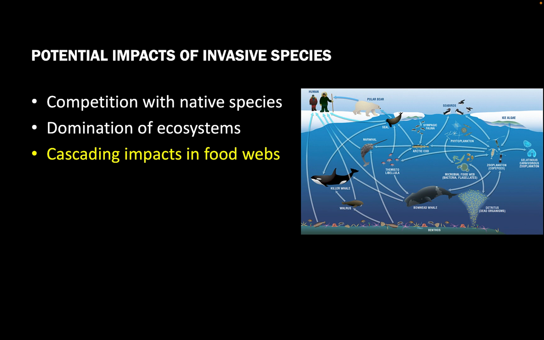They tend to then dominate ecosystems in some cases, and you get cascading impacts in food webs. So shown at the right here is a food web of the Arctic ecosystem, and if an invasive species was brought in and it impacted one of these species, then it could impact another species. So that would be an example of a cascading impact in a food web.